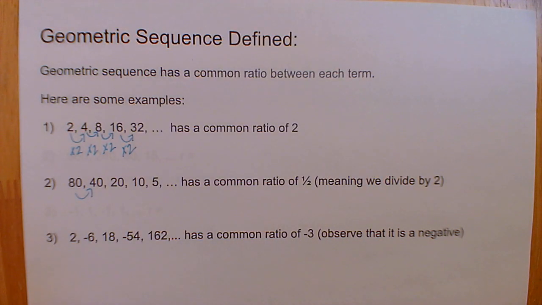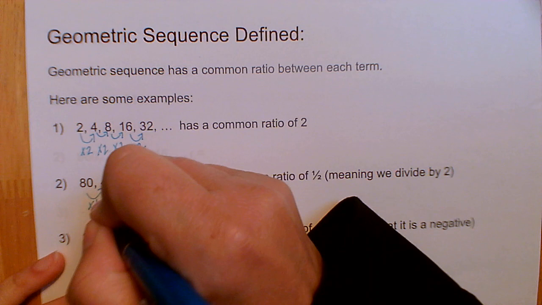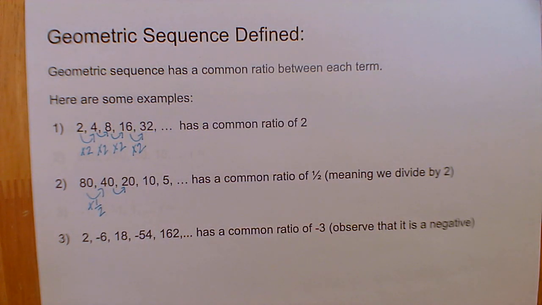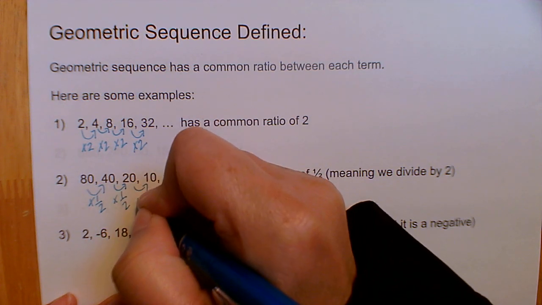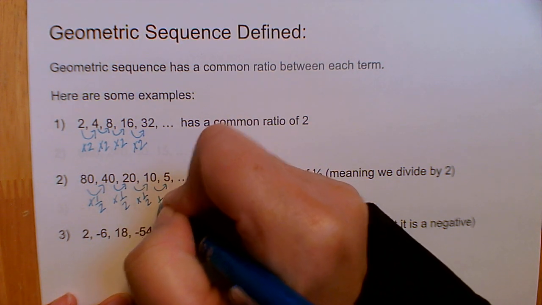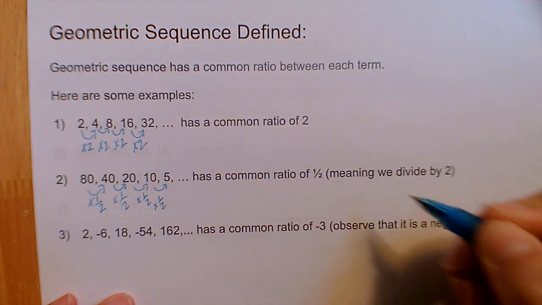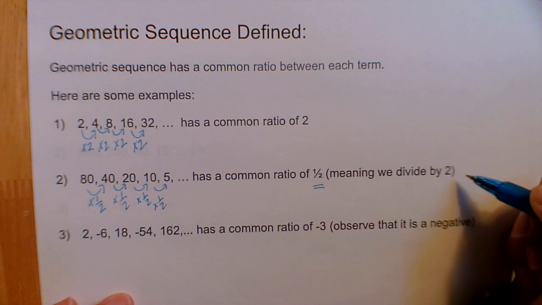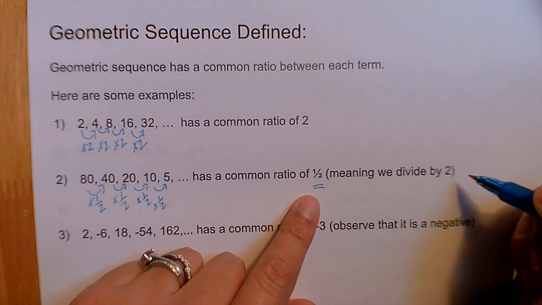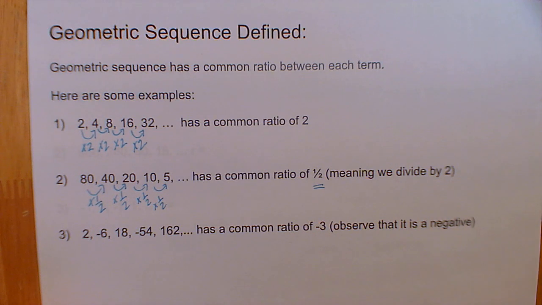So for this one, I really had to multiply by 1/2, or split 80 in half. 80 divided by 2. You can say that we divided 80 by 2. However, I want you to write it out as times 1/2, please. All right, 40 times 1/2 gives us 20. 20 times 1/2 gives us 10. 10 times 1/2 gives us 5. So we have a common ratio of 1/2. It does mean we did divide by 2. However, when you make a common ratio, I do want it in that fraction. All right, number 3.